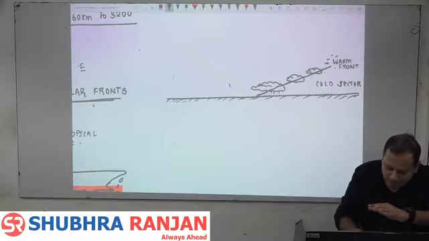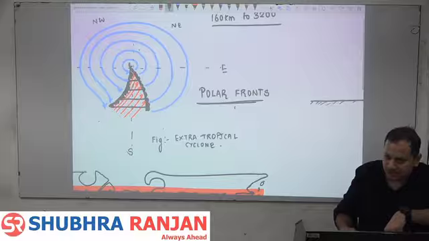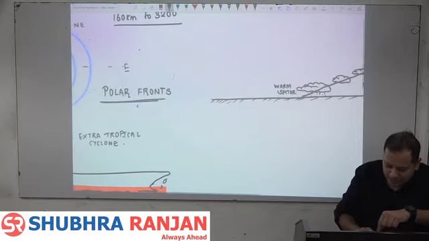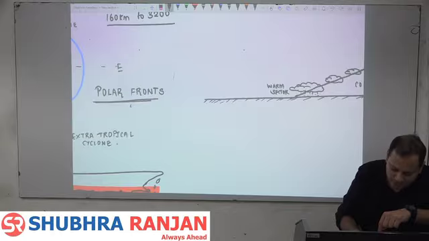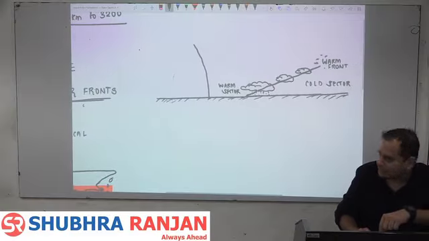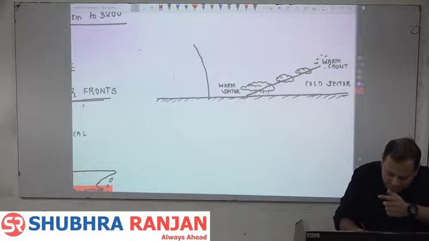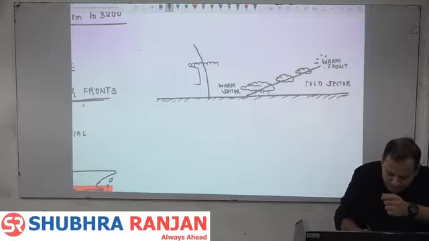Then after that there is a warm sector. Can you see here? Warm sector. Just try to understand these two diagrams. After that there will be a cold front, whose height will obviously be greater than the warm front. Why? Because it is convectional in nature. And here there will be cumulonimbus cloud, and it will give very heavy rainfall along with lightning and thunder. And after that there will again be a cold sector.